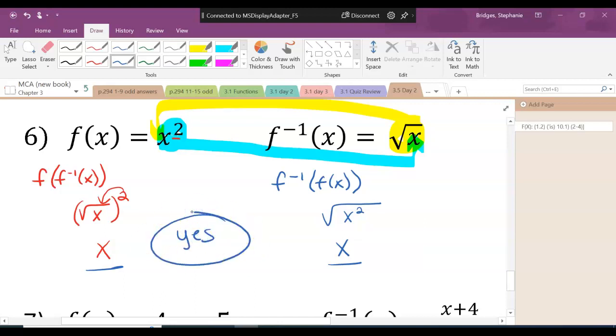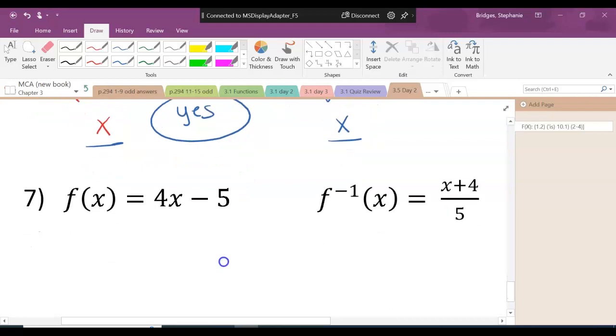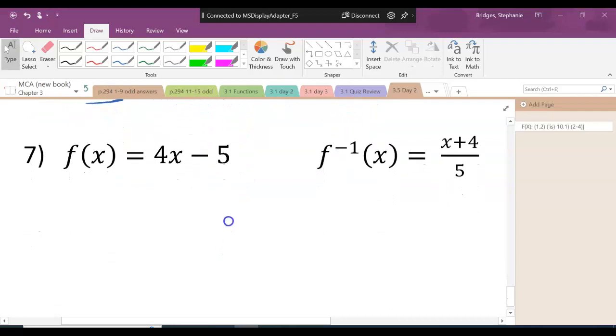Okay, again, that one was kind of easy to look at because you got a square and a square root. We know that those are opposites of each other. But the proof is in what we just did, plugging it in, simplifying it out to be x. Last one. Try that one.